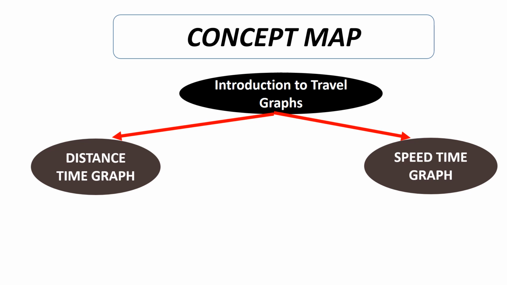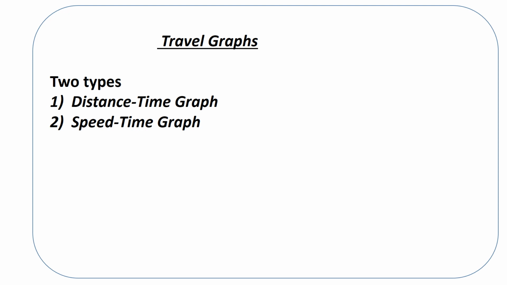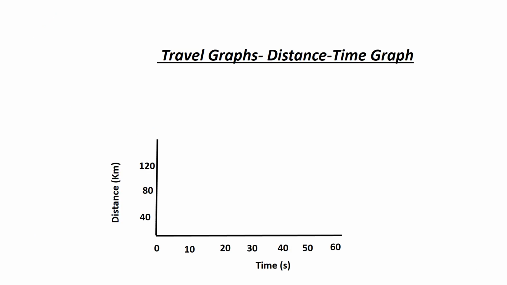Whenever you are dealing with this type of question, make sure you know if it is a distance-time graph or a speed-time graph, as the interpretation is a bit different. Like I said, there are two types. A distance-time graph is going to have distance, either in kilometers or meters or centimeters, on the y-axis, and time in seconds, or sometimes hours or minutes, on the x-axis. So take care of what is here and what is here.